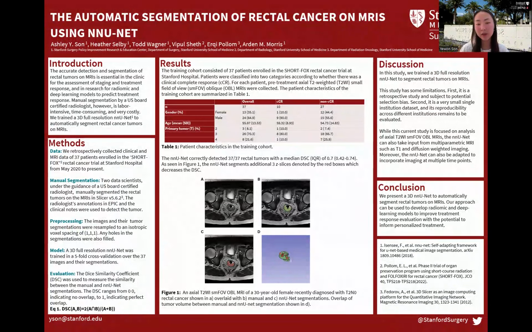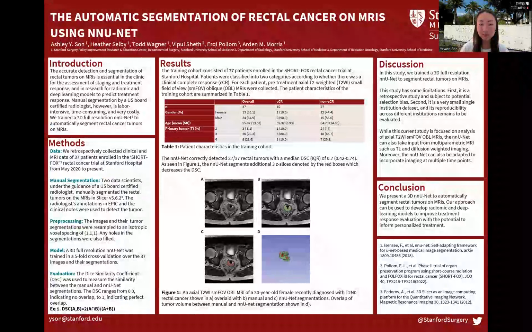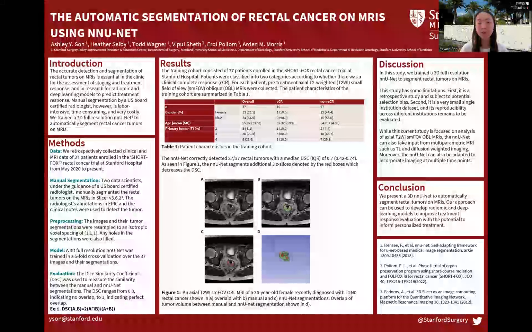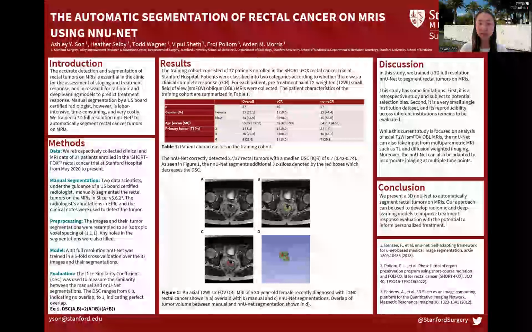Recent advances in deep learning have shown promising potential as alternatives to manual segmentation methods, specifically the nnU-Net. The nnU-Net is a widely used deep learning-based segmentation method for biomedical imaging with automatic self-configuration. In this study, we trained a 3D full-resolution nnU-Net to automatically segment rectal tumors on MRIs.